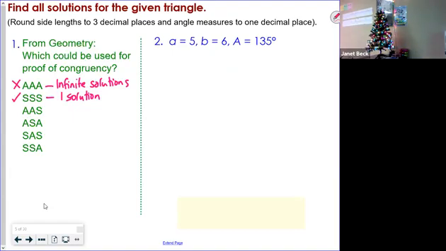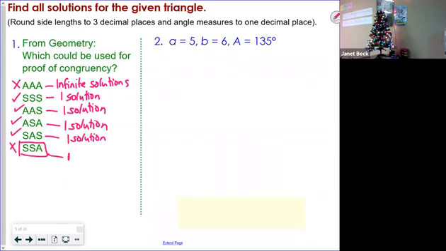It's this one. These are all fine. They all worked as proofs of congruency because they all had one solution. This one wouldn't work because when you're given side-side-angle, there could be no solution. You might have one solution, which would be a right triangle in this case. Or you could get two totally different triangles.